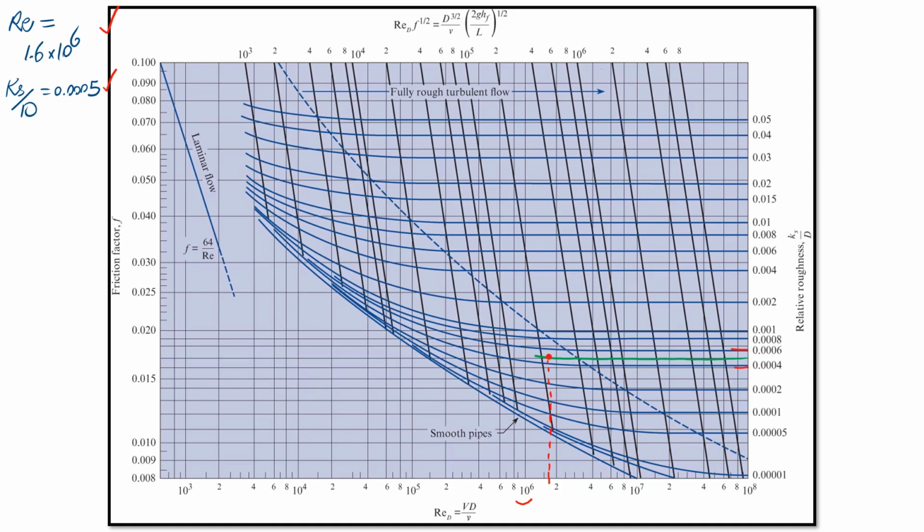So this is the cross section. Now continue this line to find F. And as you can see, it is very, very close to our guessed value. So this reads 0.017, which is equal to our initial guess.